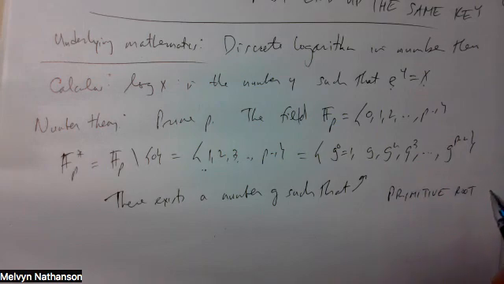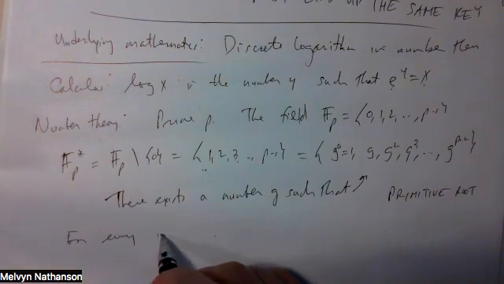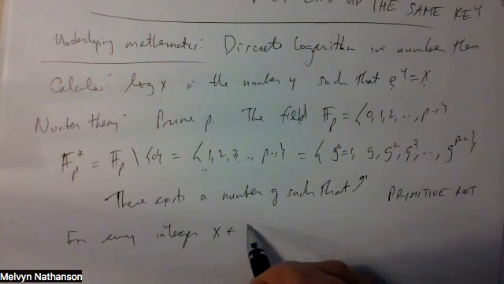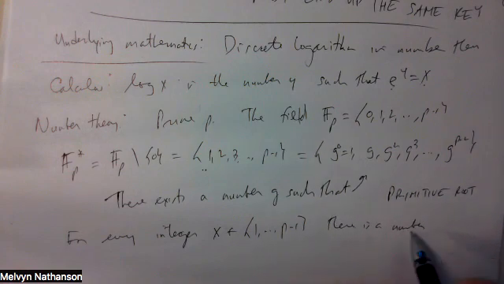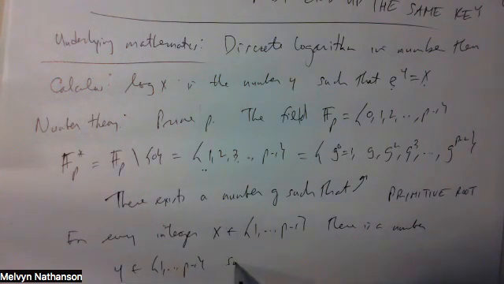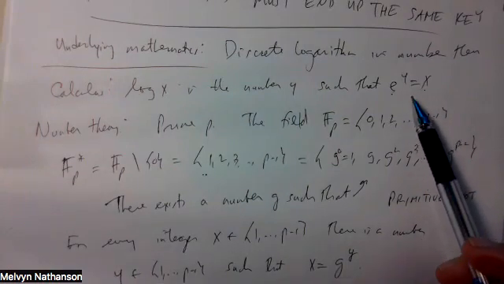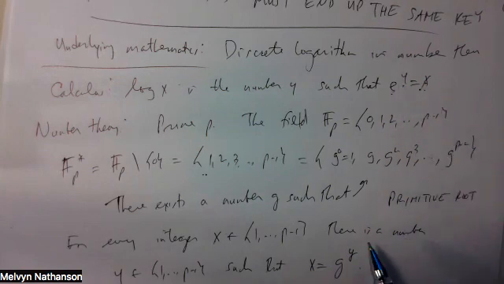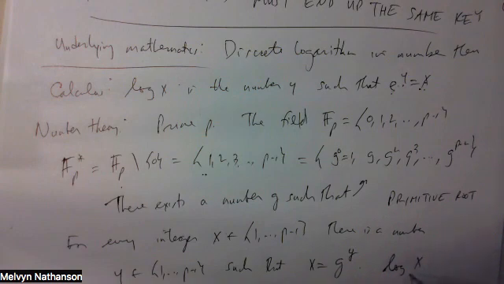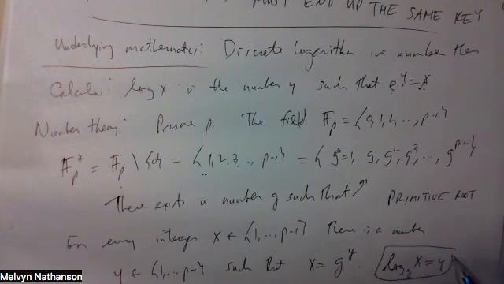So for every integer or congruence class X in 1 up to p minus 1, there is a number y between 1 and p minus 1, such that X is g to the power y. So this is just like in calculus, the log of X, it's the y such that e to the y equals X. In number theory, if you fix a prime p and a primitive root g, the logarithm of X with respect to this base g is equal to y, means y is the power of g. You raise g to the power y to get X. And this function is called the discrete logarithm.